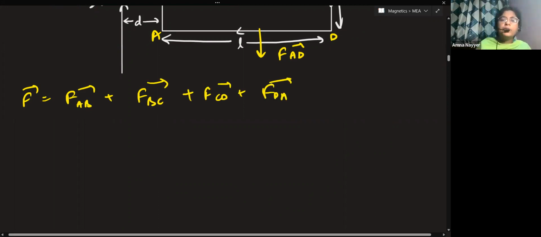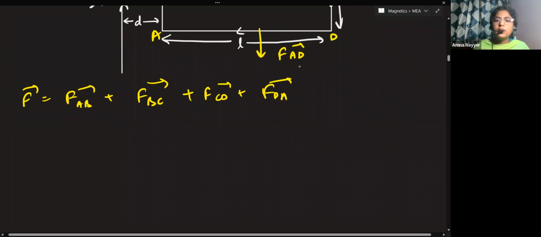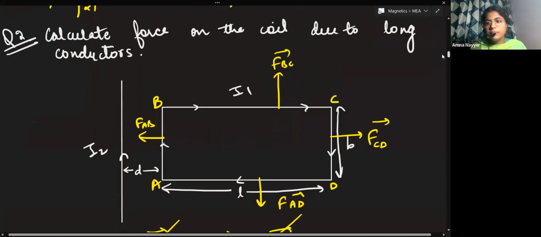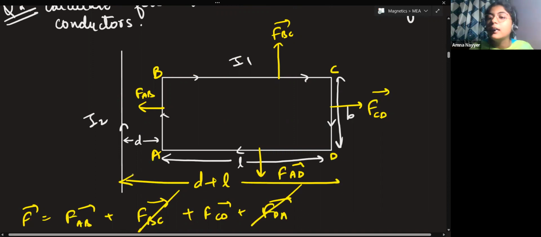Now, if you look carefully in the figure, AD is moving downwards, BC is moving upwards. So DA and BC, both of them will cancel each other. You are left with AB and CD only. Both of them could also cancel each other, one is towards left and one towards right. The reason is that the separation for force AB is just D, but the separation for force CD becomes D plus L. So here is the change in our answer. That's why they are not able to get cancelled.